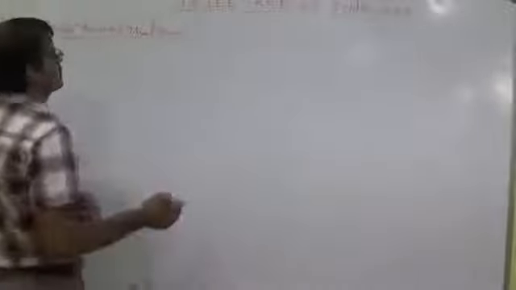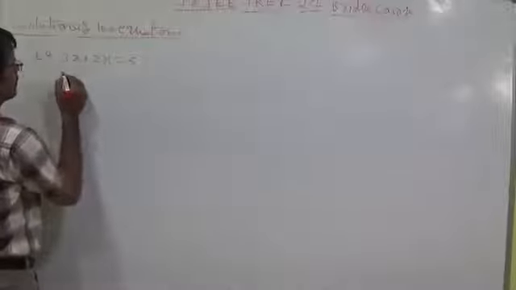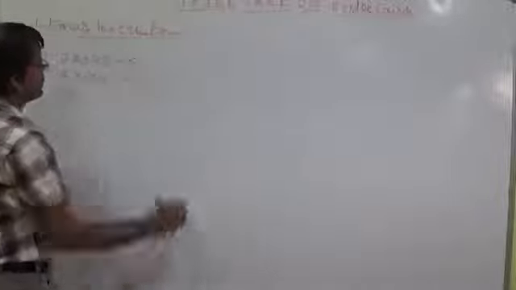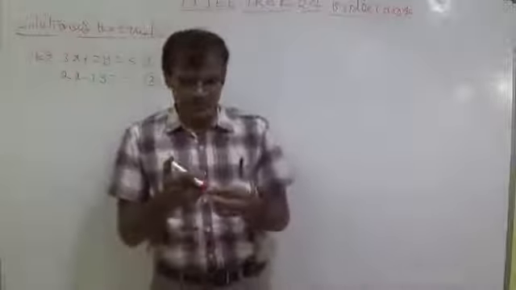Let us start here. Solutions of 2 equations. That is, example. Let us write here the lines 3x plus 2y equal to 5 and 2x minus 3y equal to minus 1. 2 equations are given here. How to solve the equations?